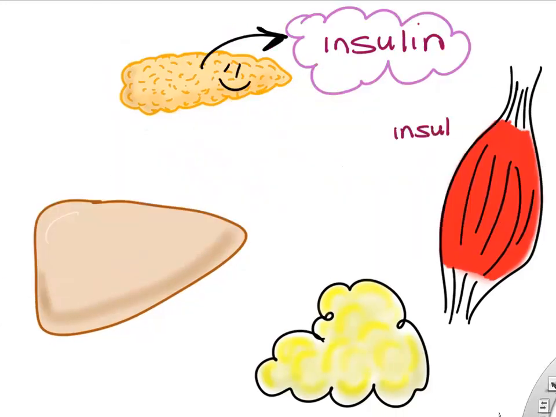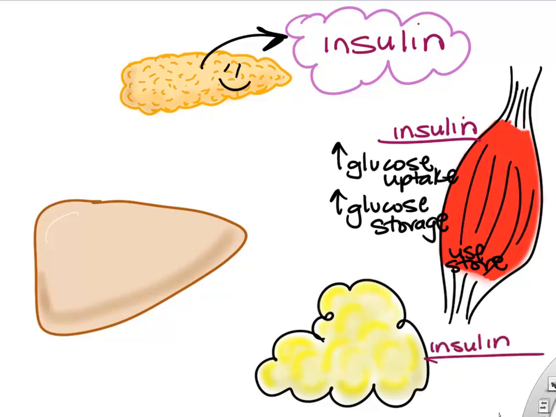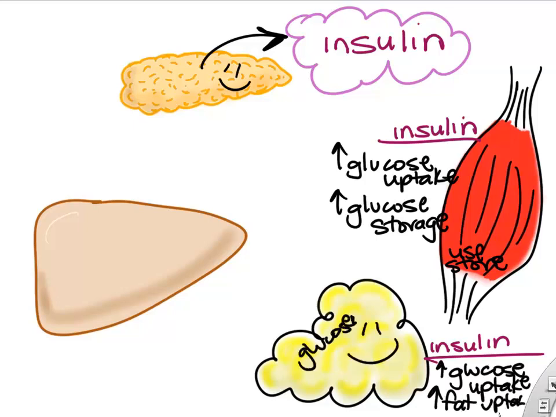So let's look at the actions of insulin. In skeletal muscle, it's going to stimulate the uptake of glucose, and it's going to increase the use or storage of glucose. Again, we're pulling that glucose out of the blood and getting it into our skeletal muscle. In the fat cells, insulin will tell the fat cells to take up glucose from the bloodstream, but also to take up fat, so to store the fat and store the glucose.